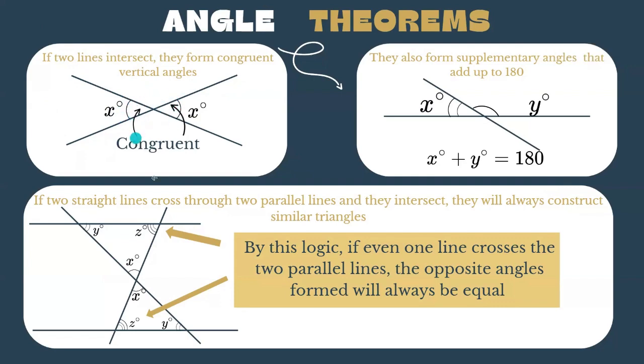Can you repeat the question? How many angles does this intersection create?